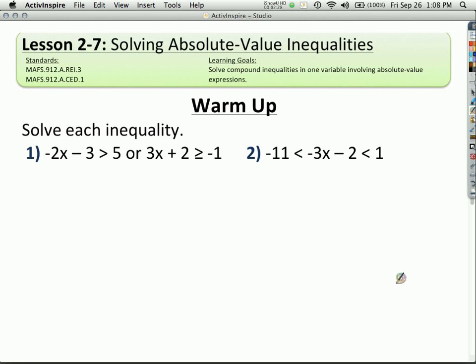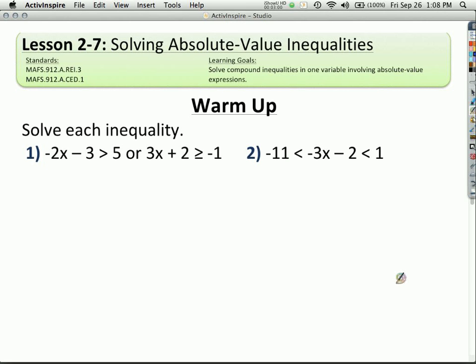Number one, what did you get as your solution? We'll start with Marcus, Amari, Cheyenne, and then Kaylee. X is less than -4, or X is greater than or equal to -1. Okay, what'd you get, Amari? Okay, so that was similar, but I think there was a small difference. Cheyenne, what did you get?